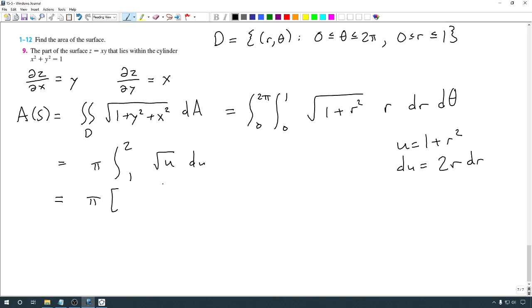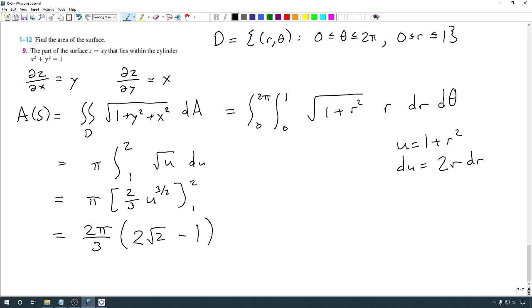Integral of square root of u. We've done integrals of square roots many times already in this video. We end up with u to the 3/2 power times 2/3. Our limits are still 1 to 2. Go ahead and pull out the 2/3, so we have 2 pi over 3. When we plug in, 2 to the 3/2 power is 2 square root 2. 1 to the 3/2 power is just 1. And again, there's not really any more simplification we can do. So there we have it.